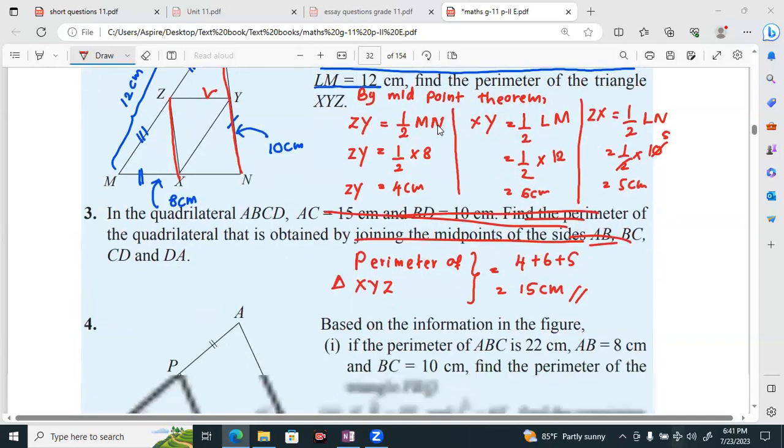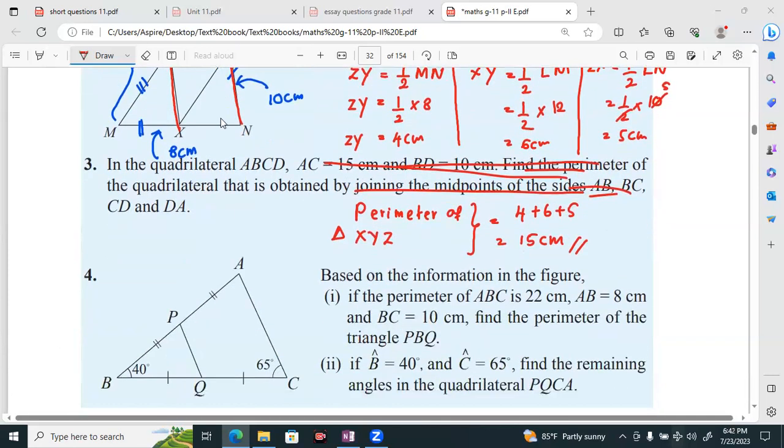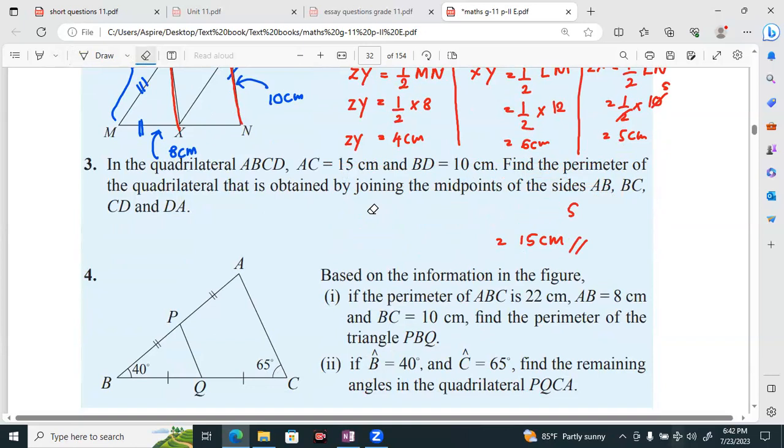Okay, move to the third question also. Third question. In the quadrilateral ABCD, AC equals 15 centimeters, BD equals 10 centimeters. Find the perimeter of the quadrilateral that is obtained by joining the midpoints of AB and BC.